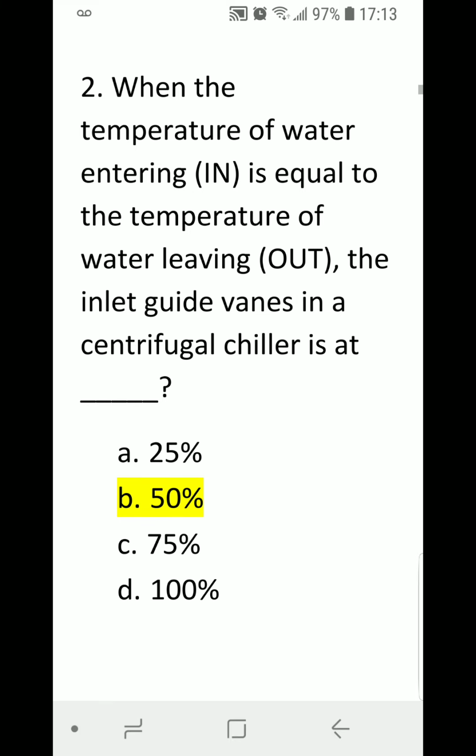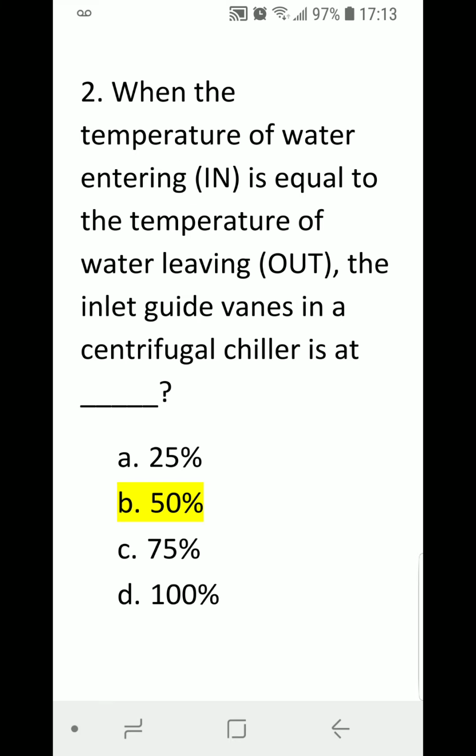Okay, number 2. When the temperature of water entering in is equal to the temperature of water leaving out, the inlet guide vanes in a centrifugal chiller is at blank: 25%, 50%, 75%, or 100%. Correct answer is B, 50%.